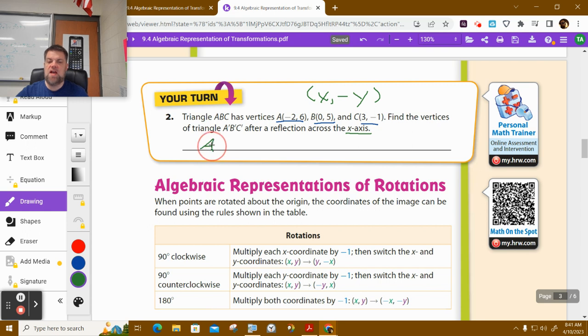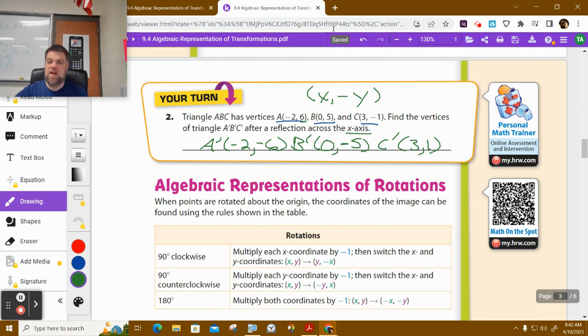So A prime, the x is the same, which is -2. What's the negative of 6? -6. Do you guys see what I'm doing? I'm looking at the 6 and I'm going, what's the opposite? B prime, 0 stays the same. What's the opposite of +5? -5. Very good. C prime. The x value stays the same. What's the negative of -1? There you go. Couldn't be any easier. Does that make sense? All right.